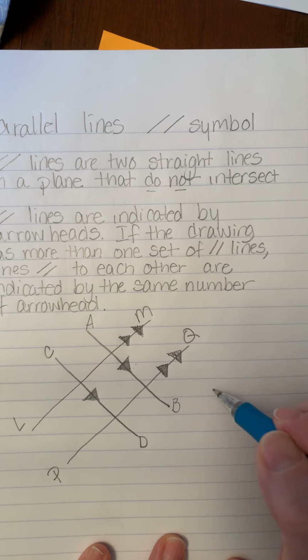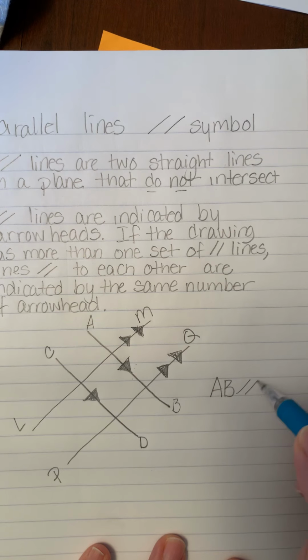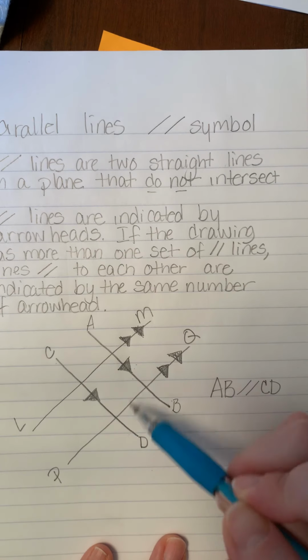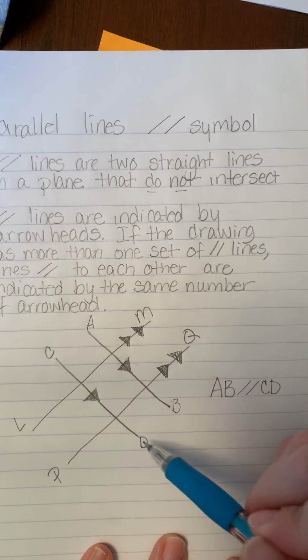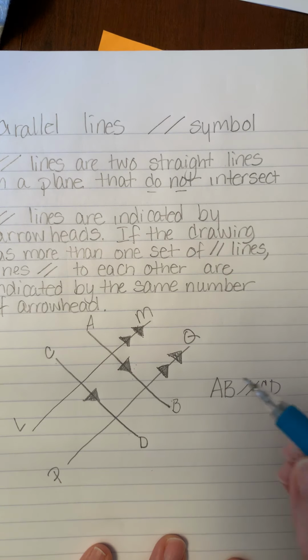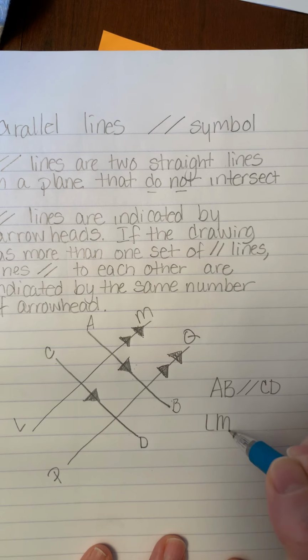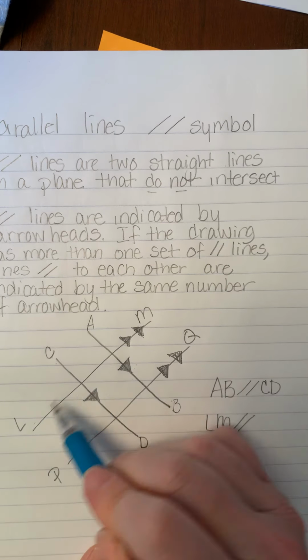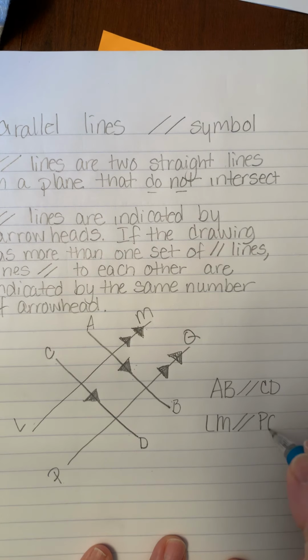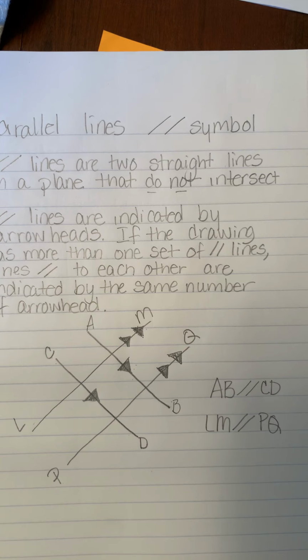Okay, so now let's write what we know. We know that line AB is parallel to CD. Here's AB, and here's its friend. AB is parallel to CD. Now, write the other one for me. What other line is parallel? LM is parallel to its friend, PQ. There you go.